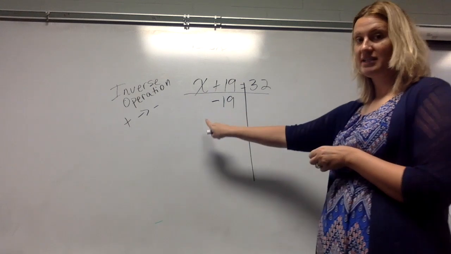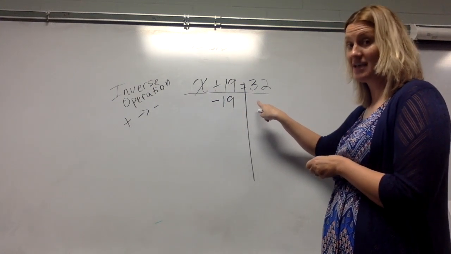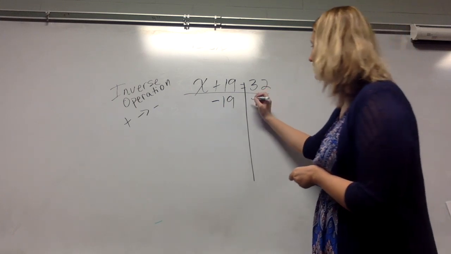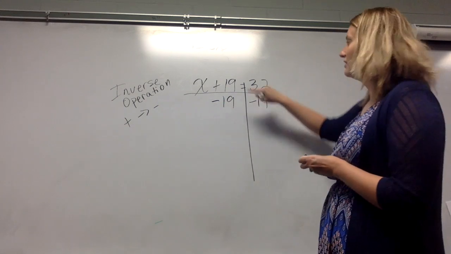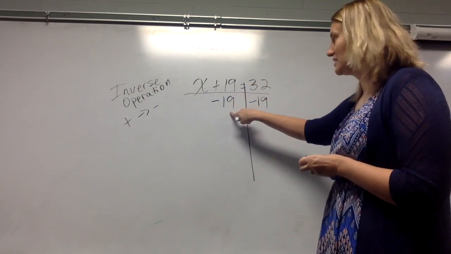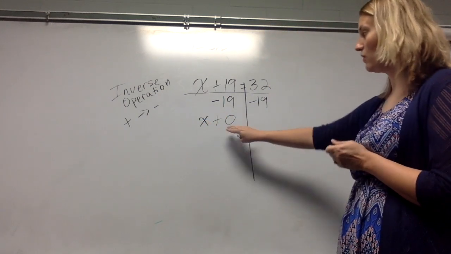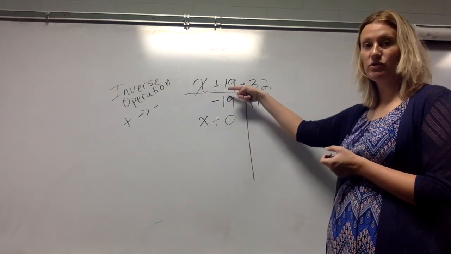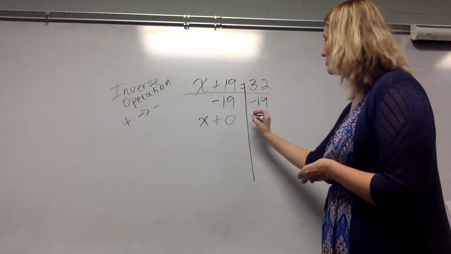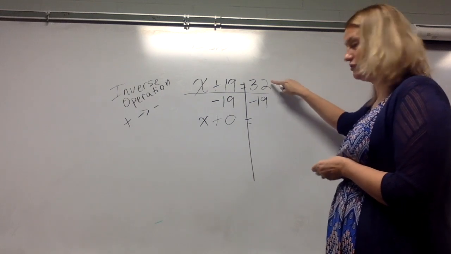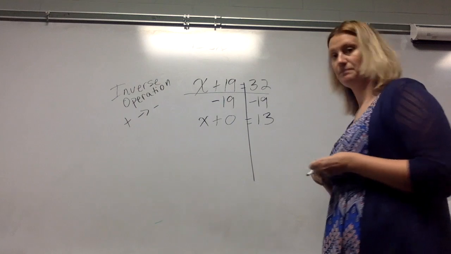Now, because I subtracted 19 from this side, thinking of the balance scale and keeping it completely balanced, I need to subtract 19 from that side. Okay, 19 minus 19 is 0. At this point, we have the additive identity of 0. Using an inverse operation gives us the additive identity of 0. On this side, I simply do the math, and 32 minus 19 is 13.